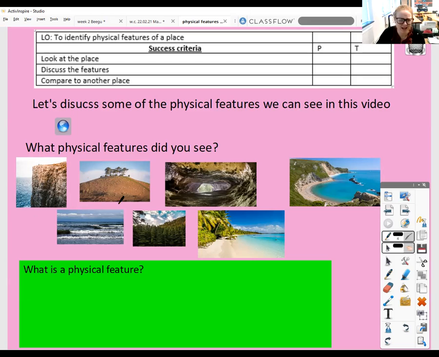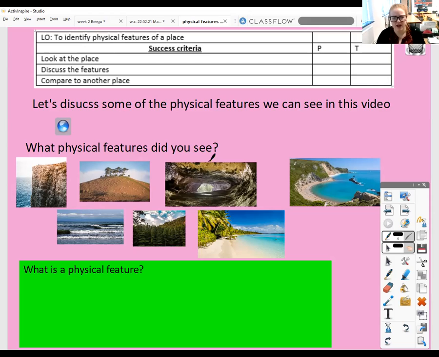Here I can see that this bit of land up here is higher up and rounded compared to the area around it. What's that called? I'd like you to shout it out. It is a hill. It's raised, it's rounded, it is a hill. What is this here? This looks like a hole in the side of some rock, maybe the side of a cliff.